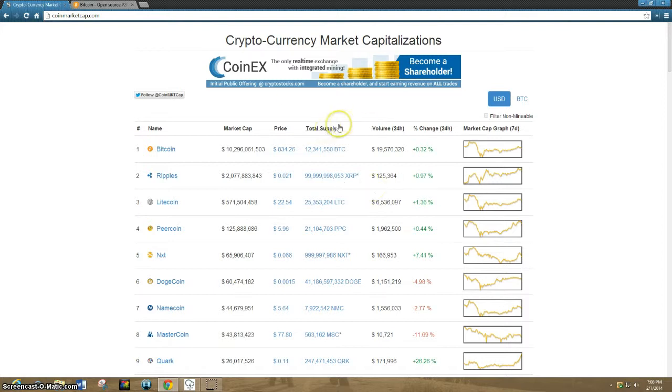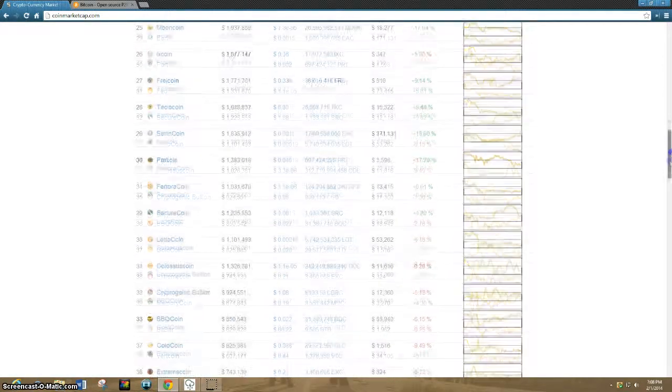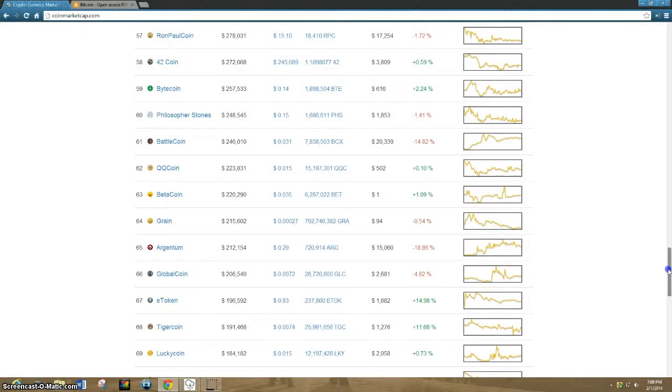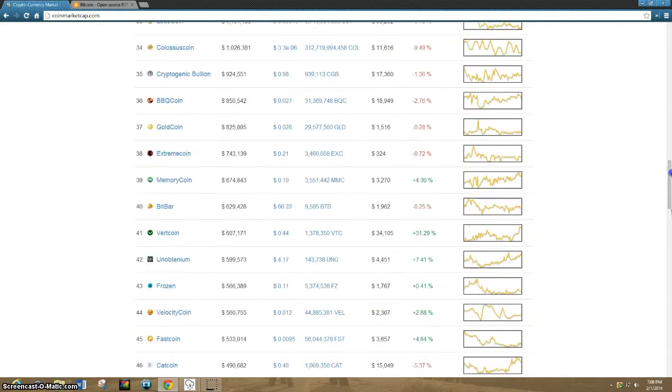So as you can see here, it tells the total supplies, plus it says the trade volume. How many dollars worth has been traded in the last 24 hours? For Bitcoin, $19 million have been traded over the last 24 hours. And then you can see the percent change in value over 24 hours. As you can see, it's been pretty even. Most coins have been going up. A few have been going down, like Gridcoin or Argentum.